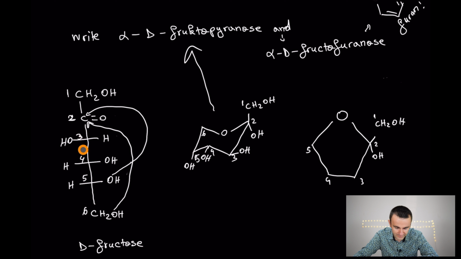Now, at the third position, you have an OH that is up. At the fourth position, you have an OH that is down. Fifth position, you have an OH that is down. And now you have this group that remains here that's going to remain up. Right? Okay, hope it's going to be a little clear. Don't worry, more examples on the way, keep watching.